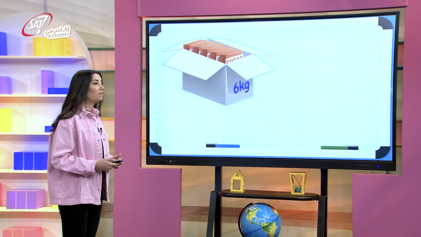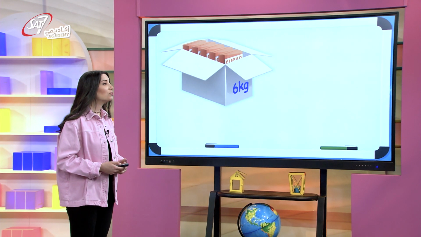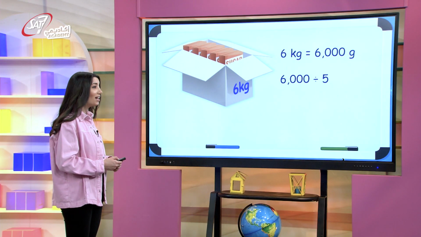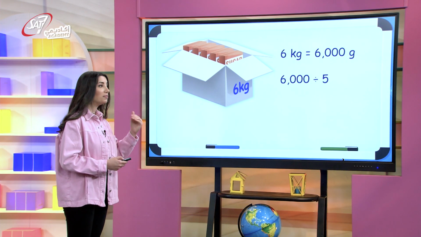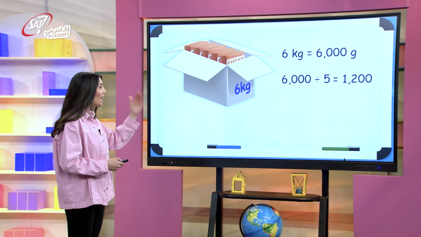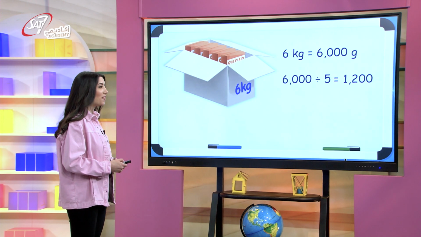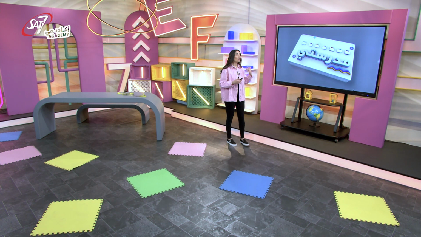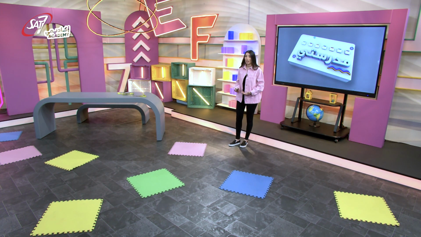Let's begin by converting 6 kilograms into grams. Multiply by 1,000. 6 kilograms is equal to 6,000 grams. Let's now divide this amount among the 5 packages. We can divide 60 by 5. 60 divided by 5 is 12. Now let's add both zeros. It's 1,200. Each of the 5 packages weighs 1,200 grams.